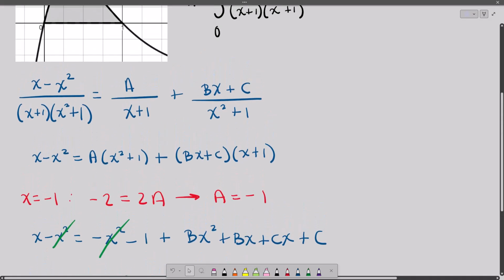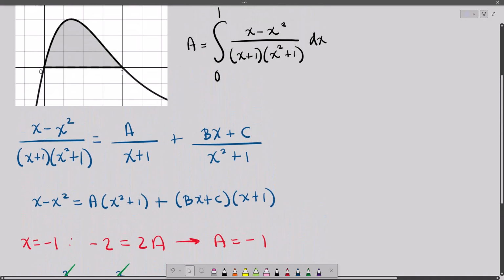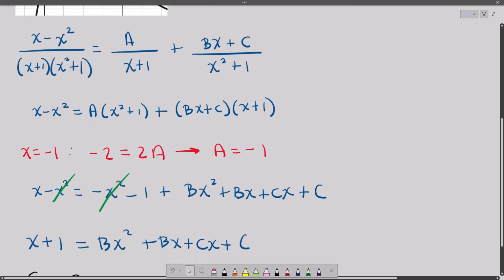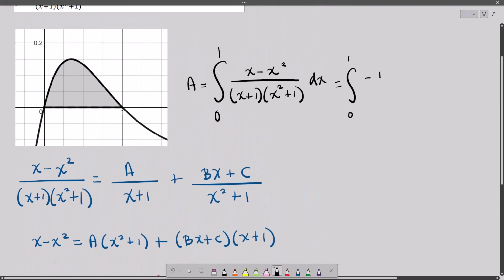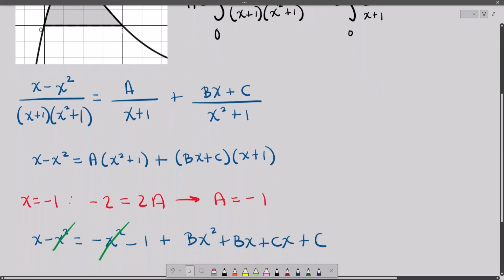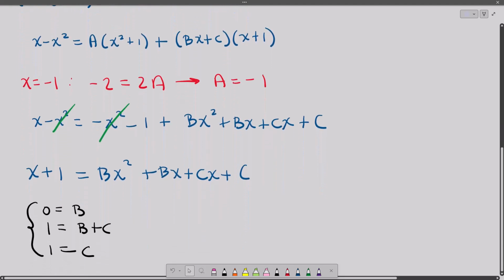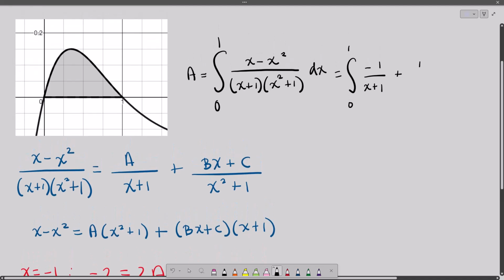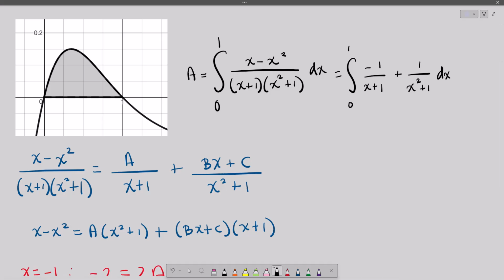So the integral right here can be rewritten 0 to 1. And I forget what the constants are already. A is negative 1. Negative 1 over x plus 1. And then bx plus c. So 0x plus 1. So 1. Does that look right? Did I plug it in properly? I can't tell.